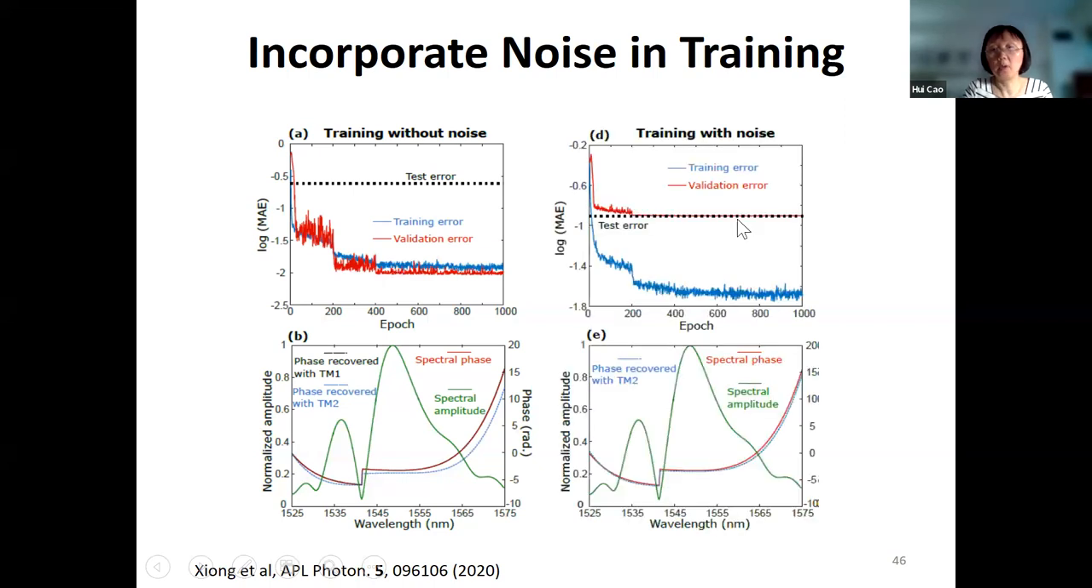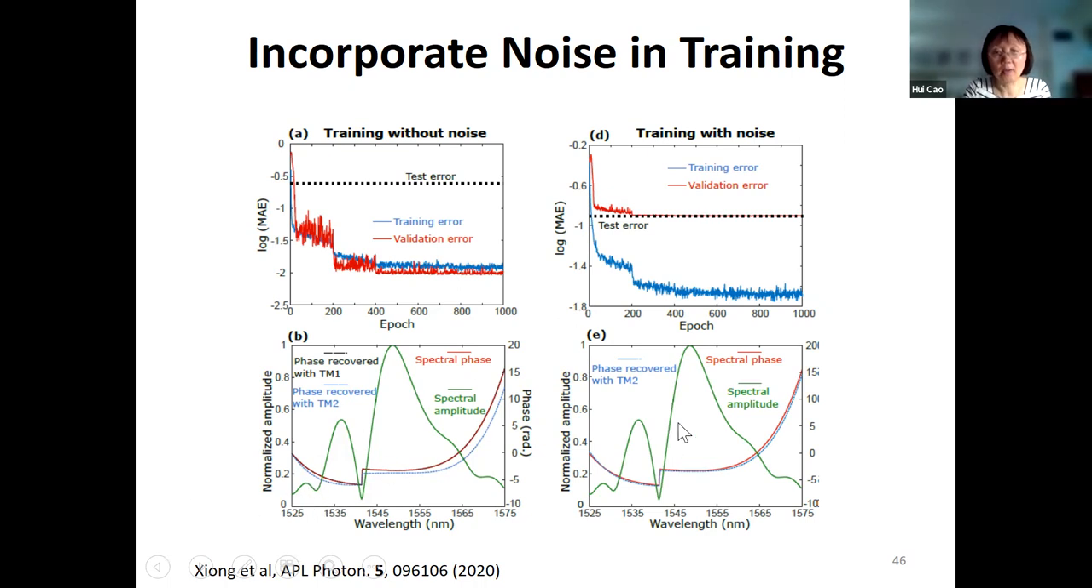So what we did is add the noise into the training, so that the validation error is larger than the training error. That basically tells us this is overfitting, because noise cannot be learned. But when we test with another set of data with noise, the error is similar to the validation. I'll try to go very quickly.